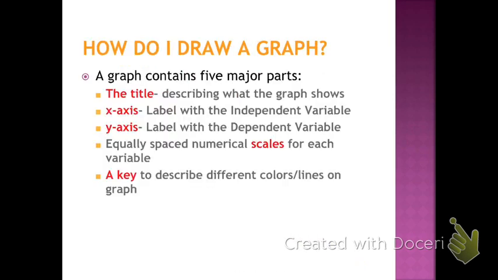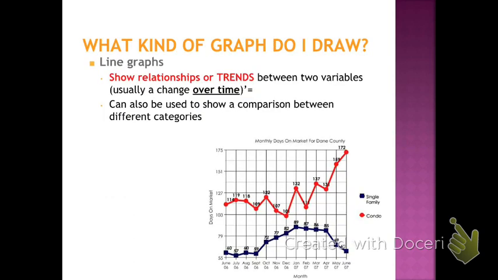What is it that we need on a graph? There's 5 major parts. You need a title, you need to label your x-axis and y-axis, you need a scale, and then you need a key. Now, you don't always need a key, but you need a key if you have multiple lines or multiple graphs. For example, if we go back, notice that there's a key here, right? Okay.